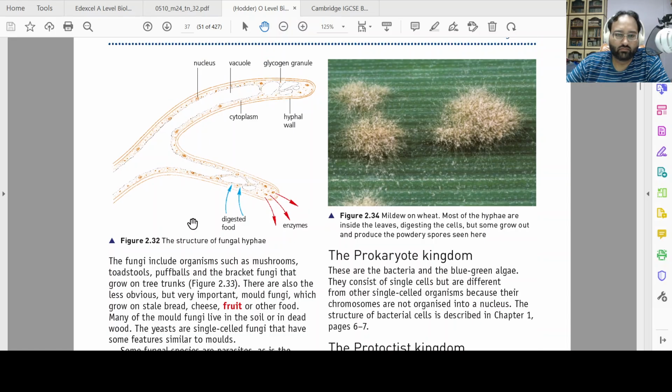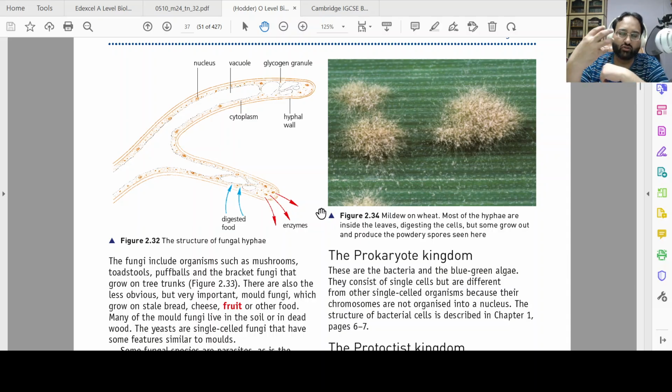What's that with the arrows, like digested food and enzymes? They obviously don't have organs, right? What these guys do is they release their digestive enzymes outside onto the surface of whatever they're growing on and want to eat. They grow on food, on plants, on dead organic matter. They release the enzymes directly onto what they're growing on. It gets digested by the enzymes, and then they take in the digested food directly.